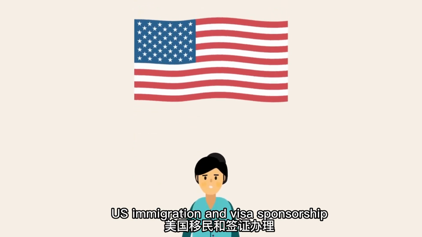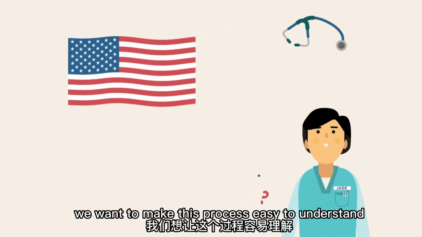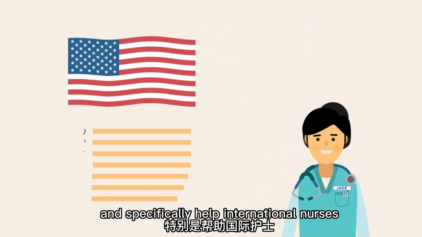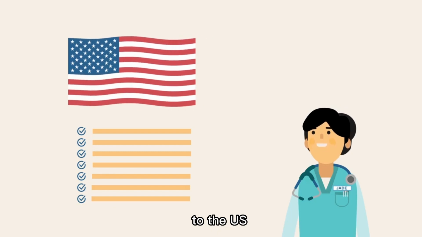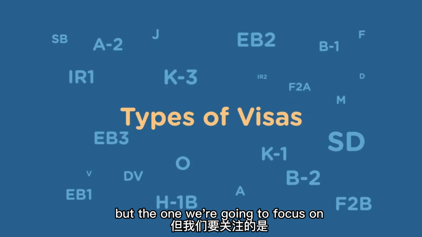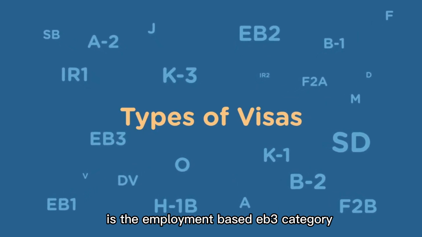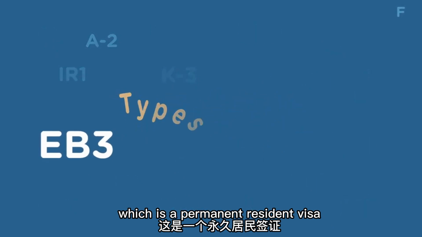U.S. immigration and visa sponsorship can be a confusing subject. We want to make this process easy to understand and specifically help international nurses know how they can take their career to the U.S. There are many different types of visas available, but the one we're going to focus on for the nursing profession is the employment-based EB-3 category, which is a permanent resident visa.